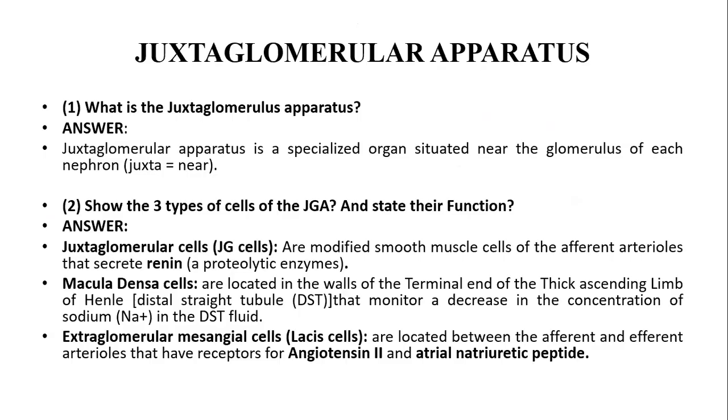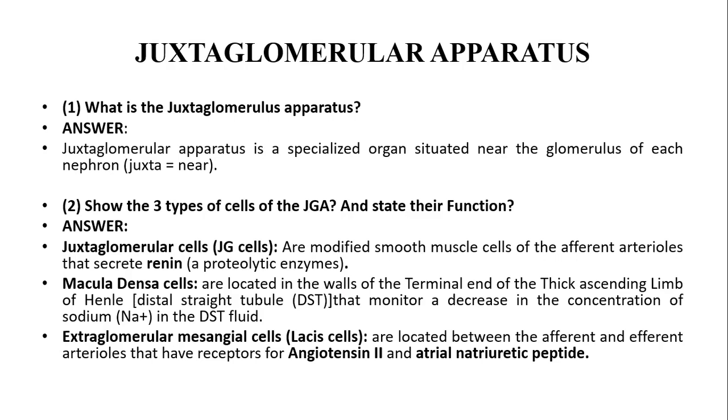So this diagram is just trying to talk about what we call the juxtaglomerular apparatus. What you're supposed to know is that juxta means near, or next to. So the juxtaglomerular apparatus is a complex that involves the macula densa cells and also the cells which are found at the renal corpuscle.